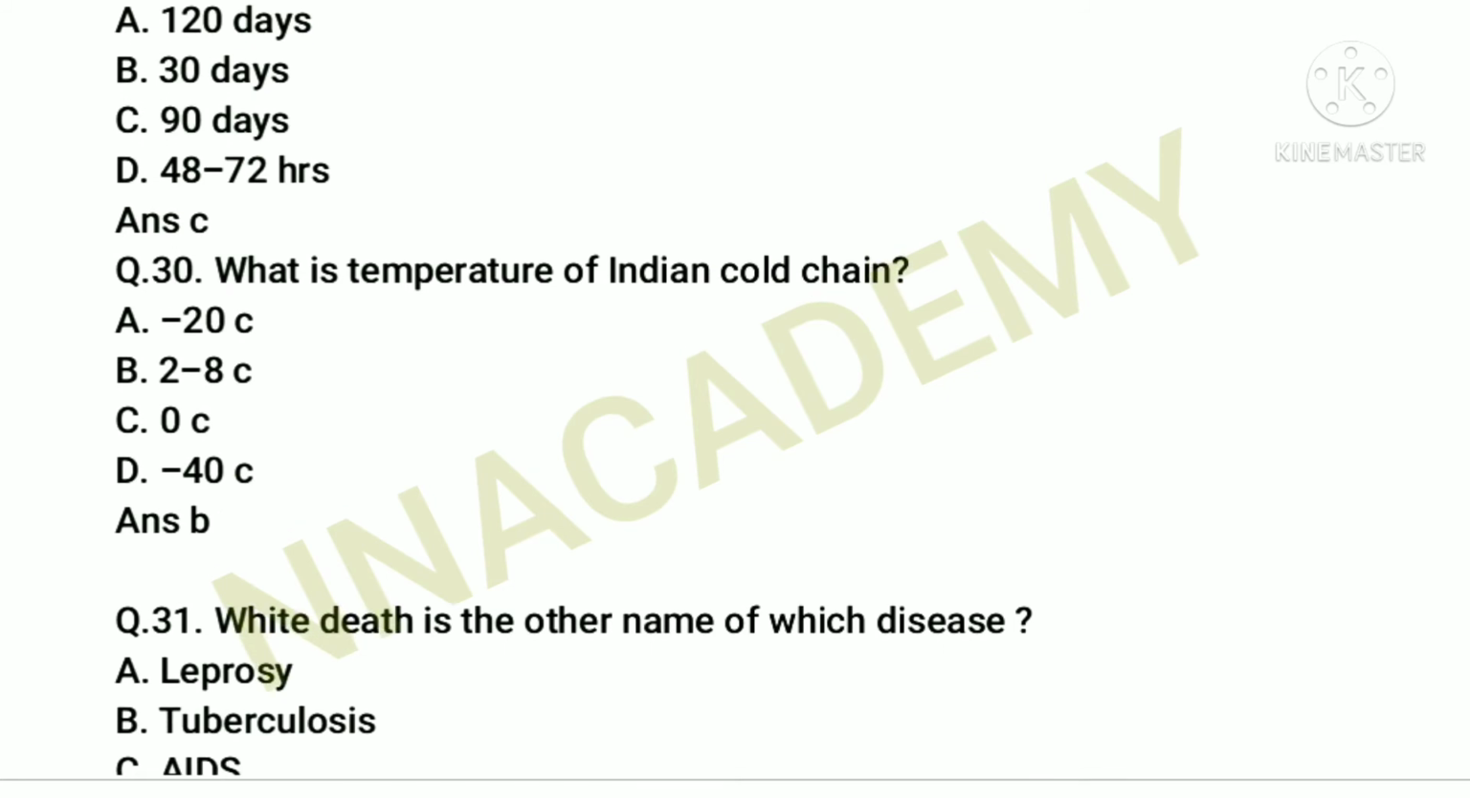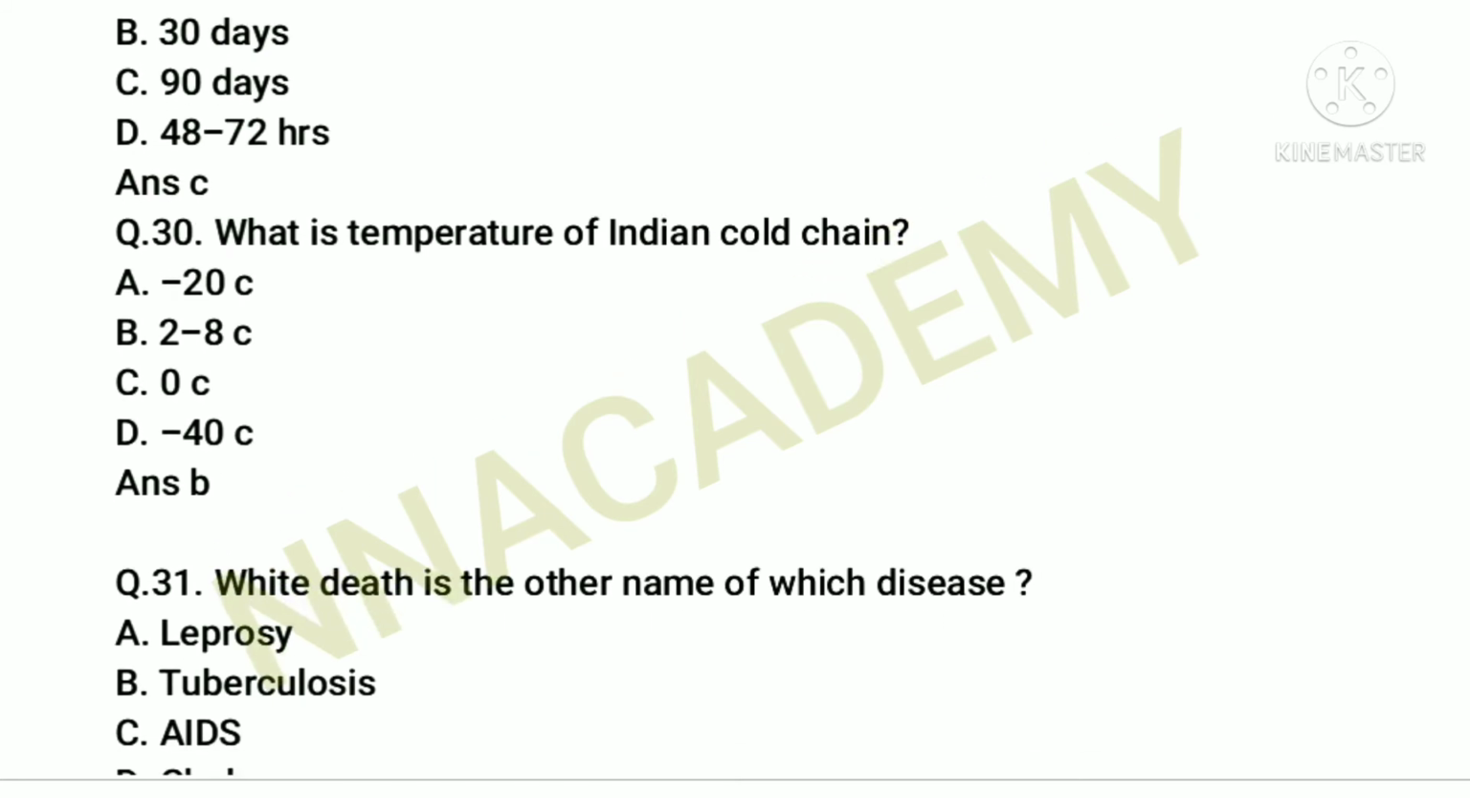And next question is, what is the temperature of the Indian cold chain? So cold chain, you all are aware of it, I guess. So the right answer is 2 to 8 degrees. So the answer here in the options is option B. 2 to 8 degrees is the right answer. 2 to 8 degrees of temperature is used for maintaining the vaccines.